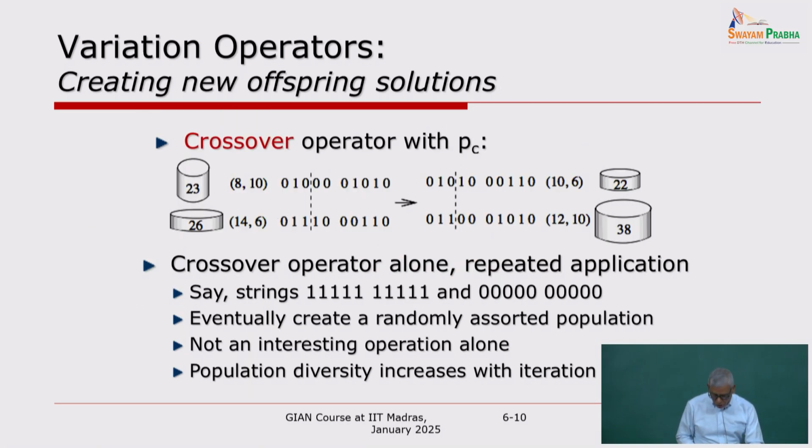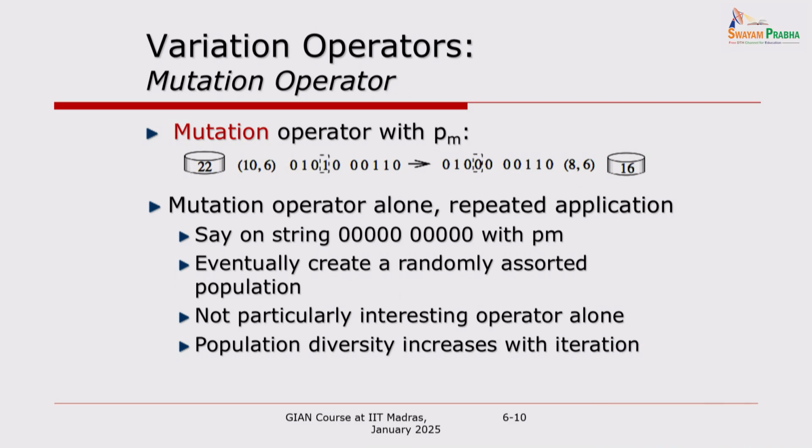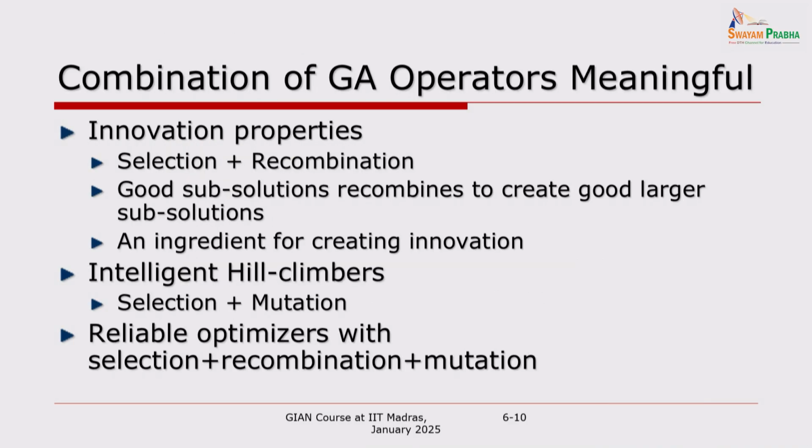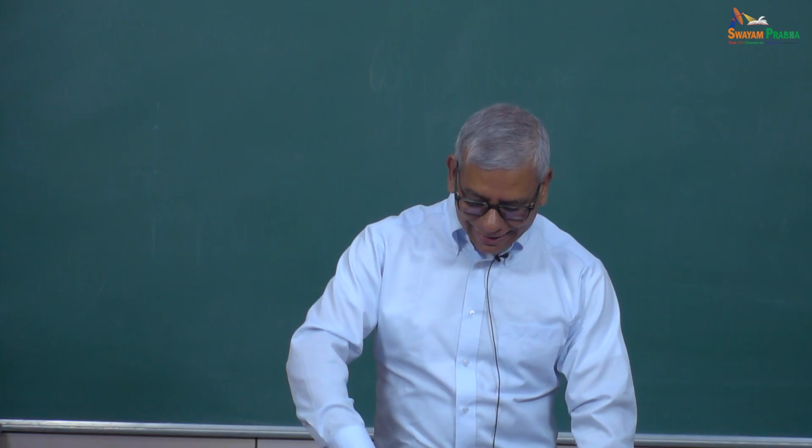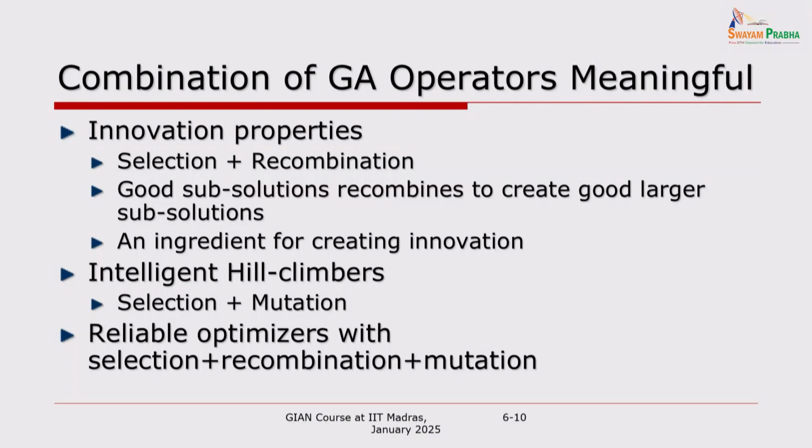Okay, so what is a recombination operator? I already mentioned to you, and I already talked to you about PC, so I don't have to do it here. Mutation also I talked to you about. So with the selection, recombination and mutation, you basically have the very good algorithm. In the absence of any one of them, it's not a very good method.